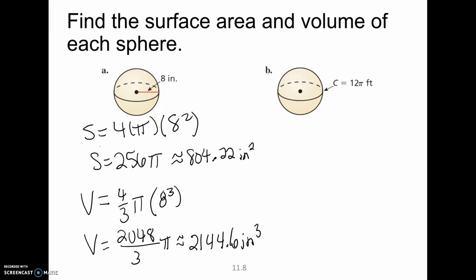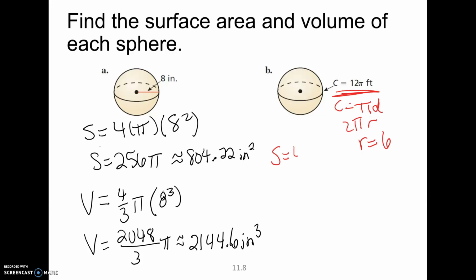Okay, for the second one, it looks like it gives us the circumference on the outside. It doesn't give us the radius. Remember, circumference is either pi times your diameter, or it is 2 times pi times r. So if this is 12 pi, 12 is our diameter, which makes our radius half of that. Our radius would be 6.